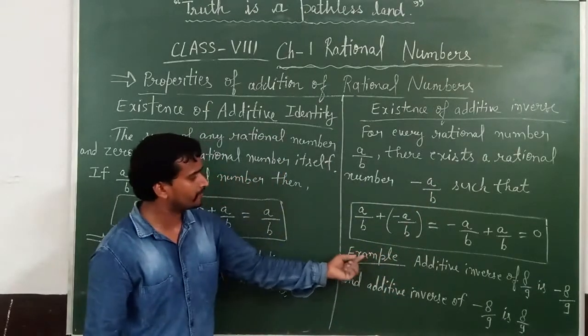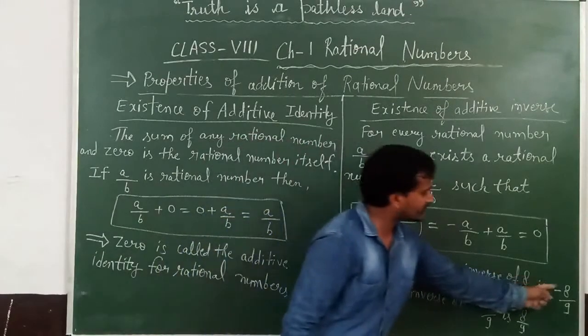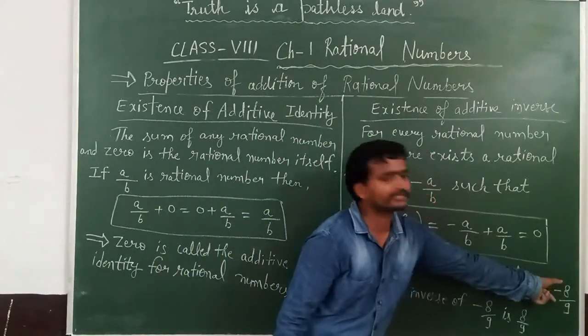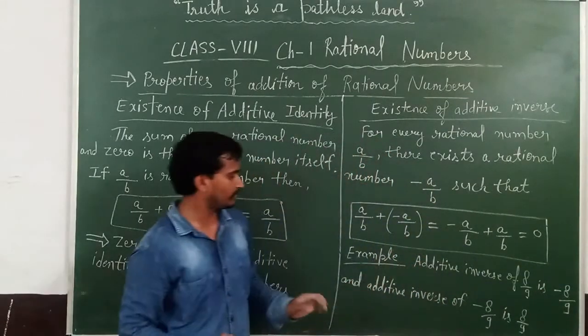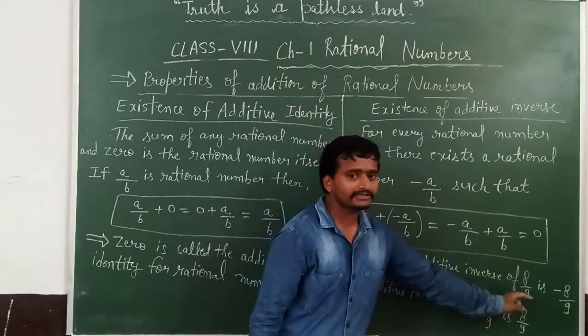Let us take an example. Additive inverse of 8 upon 9 is minus 8 upon 9. That means if we add 8 upon 9 and minus 8 upon 9, then we will get 0. Similarly, the additive inverse of minus 8 upon 9 is 8 upon 9.